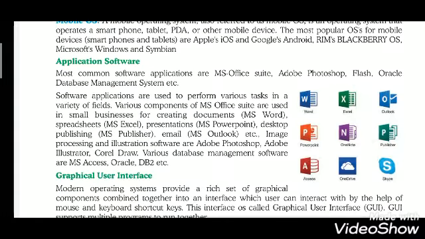Next is application software. As we know, application software is specially designed to perform a specific task inside the computer, like Word, Excel, Outlook, PowerPoint, Access, OneDrive, Skype, and so on. These are a special type of software designed to perform specific tasks. These are application software.